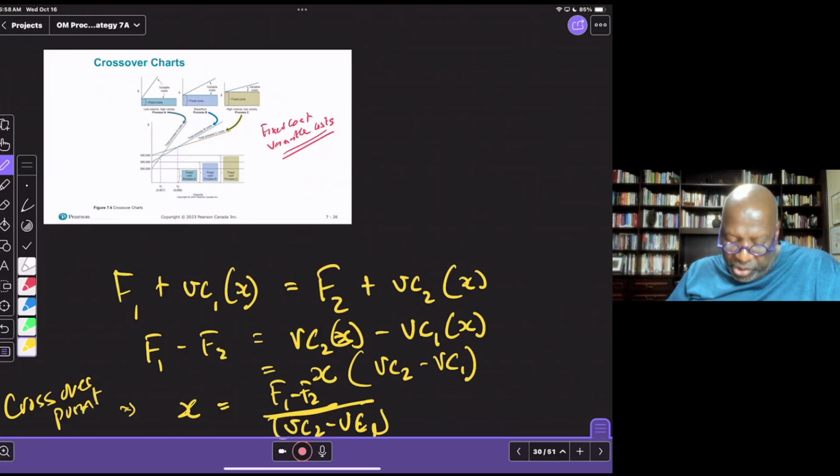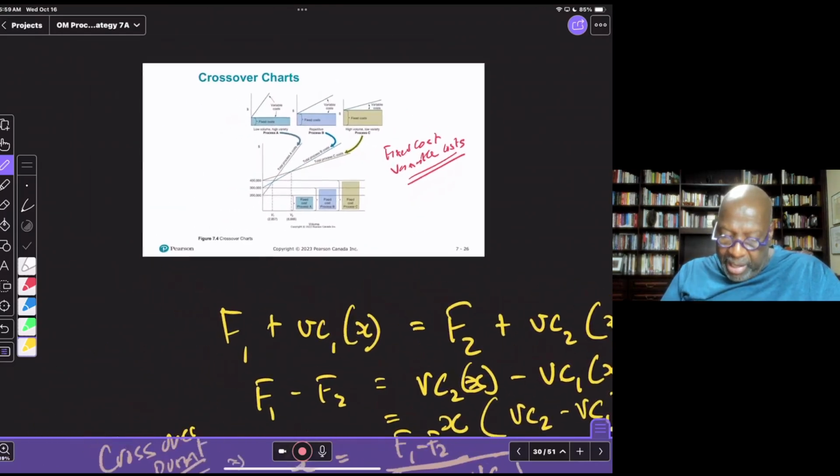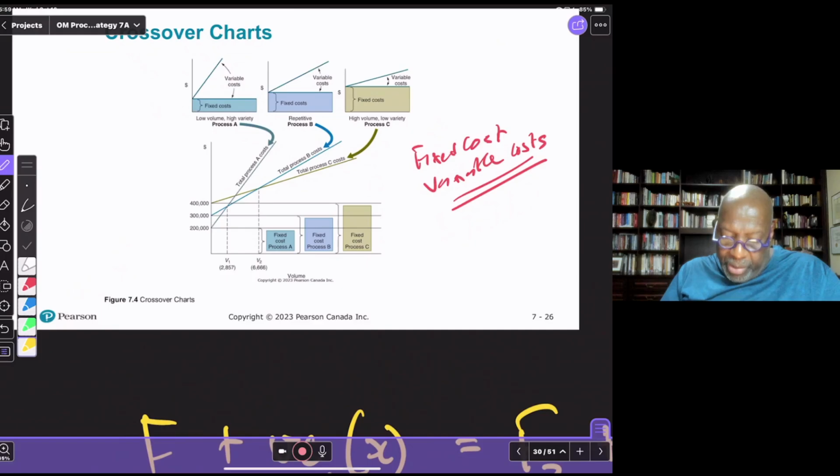The point at which those two functions are the same. All right? And you could actually do that for any combination of functions. So going back here, we have the different fixed costs, 100,000, 300,000, 200,000, 400,000 for these different processes. And then they have slightly different slopes based on the variable costs.